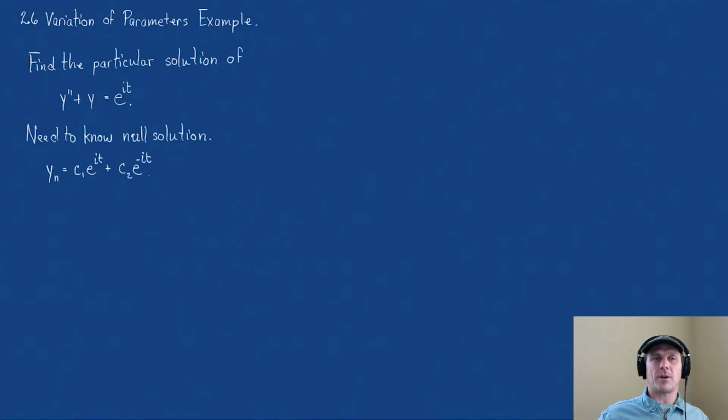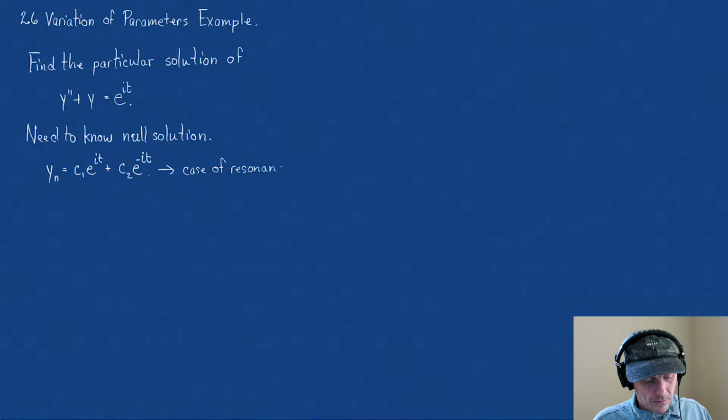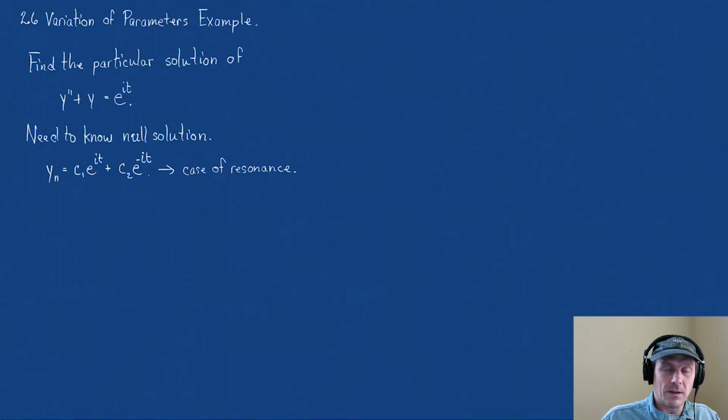Now, here's where the problem arises, and you probably see it already: the null solution already contains what we think should be the particular solution. This is a case of resonance. What makes this problem interesting is that if I were to use a particular solution, I would deliberately have to put a t into my particular solution and try to solve something like that. Well, let's see how variation of parameters deals with this case.